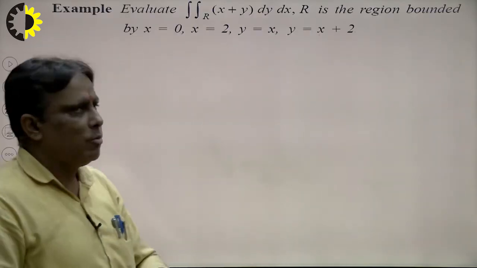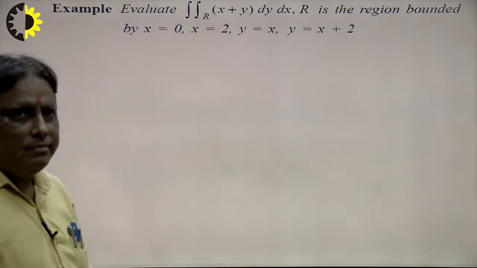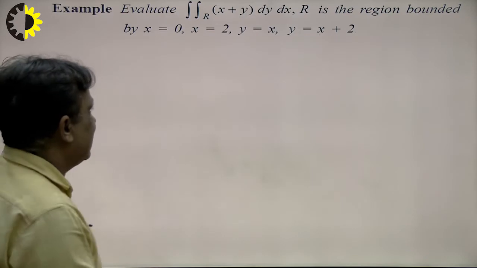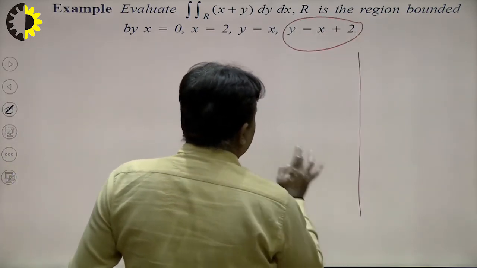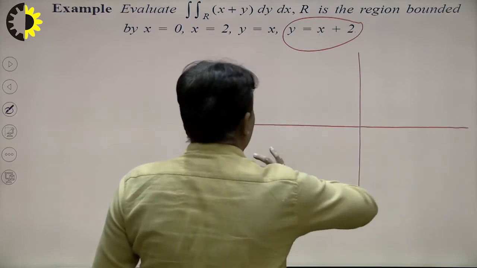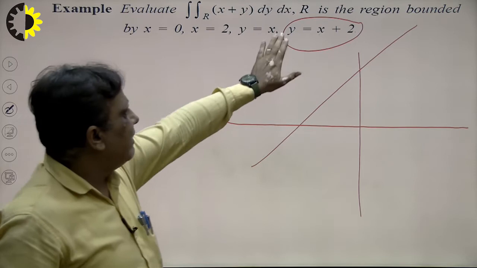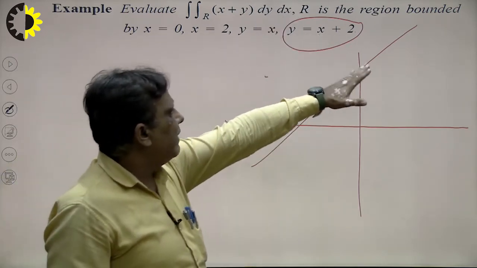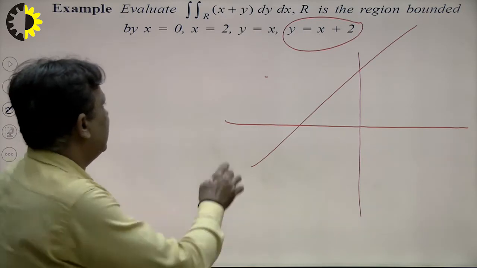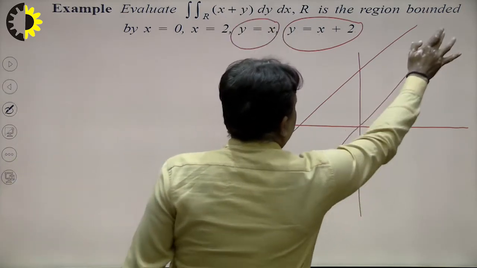Suppose this is another problem. How do we solve this type of problem? First of all I draw the graph. What is this line? I draw this line. This line passes through these points: suppose I write y is equal to 0, so x is equal to 2, and x is equal to 2, so y is equal to 2 here. And y is equal to x is the line passing through the origin, I write here.